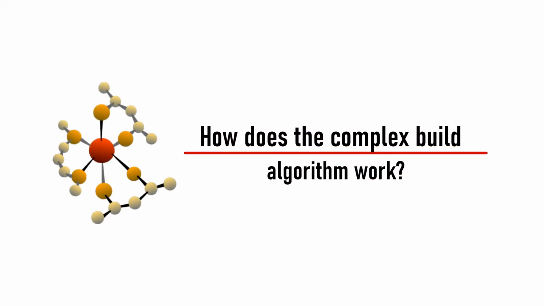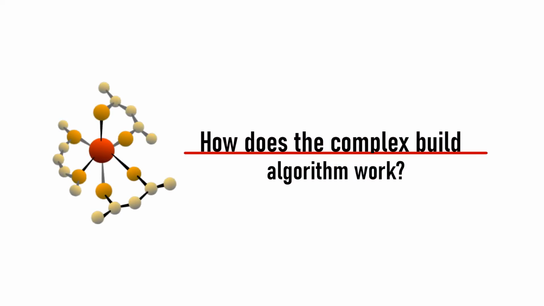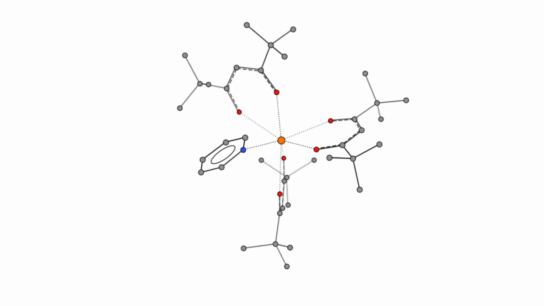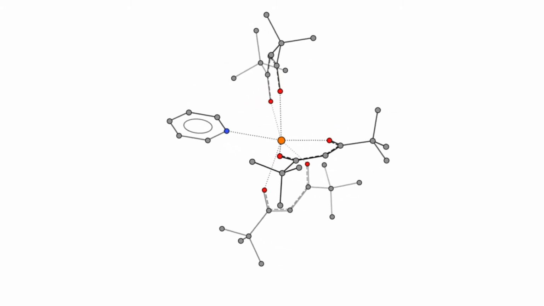How does the complex build algorithm work? Everything starts with the chemical formula. As an example, let us consider a particular complex of samarium.